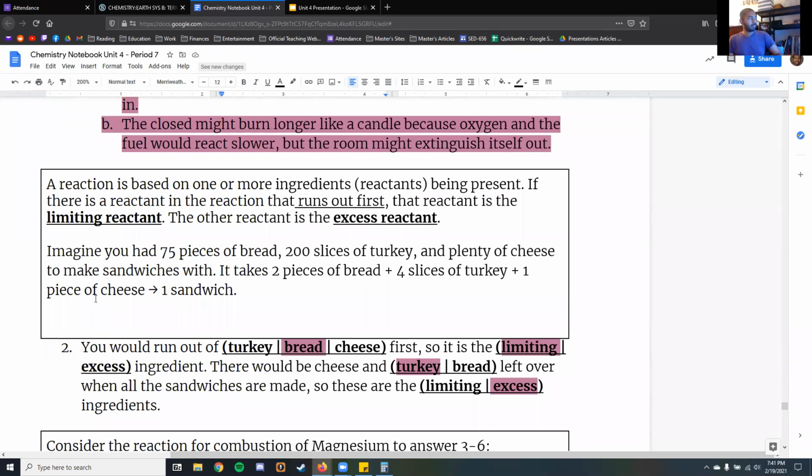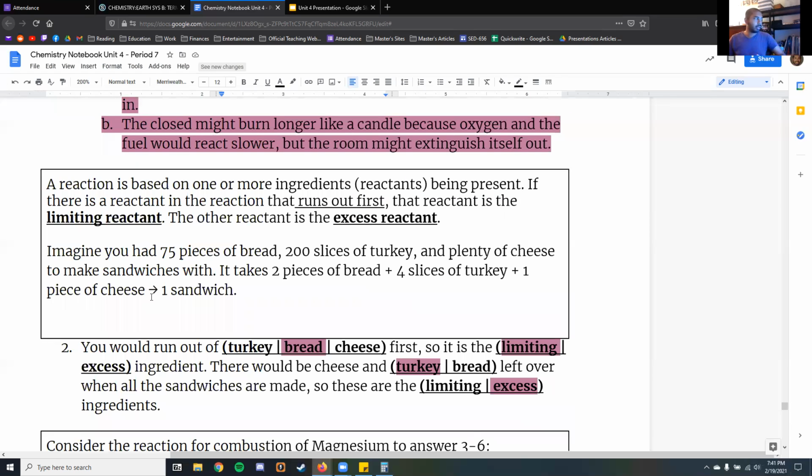Now, for this question here, we got 75 pieces of bread, 200 pieces of turkey, plenty of cheese, and it takes 2 bread, 4 turkey, and 1 piece of cheese to make a sandwich. And so I asked you guys, which one's your limiting reactant? And so just some quick math.